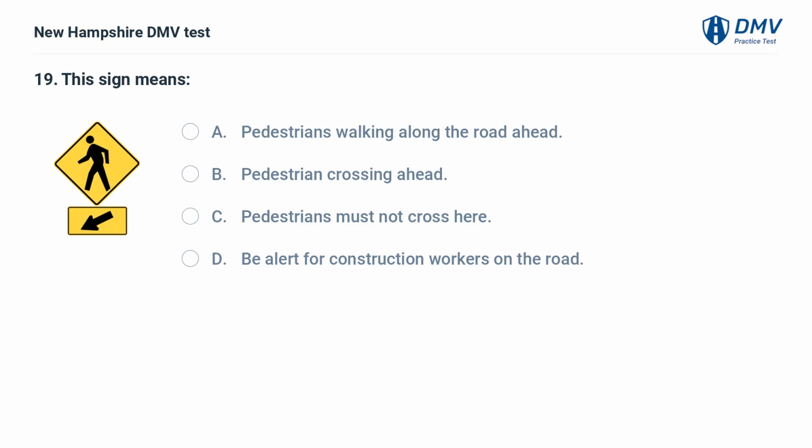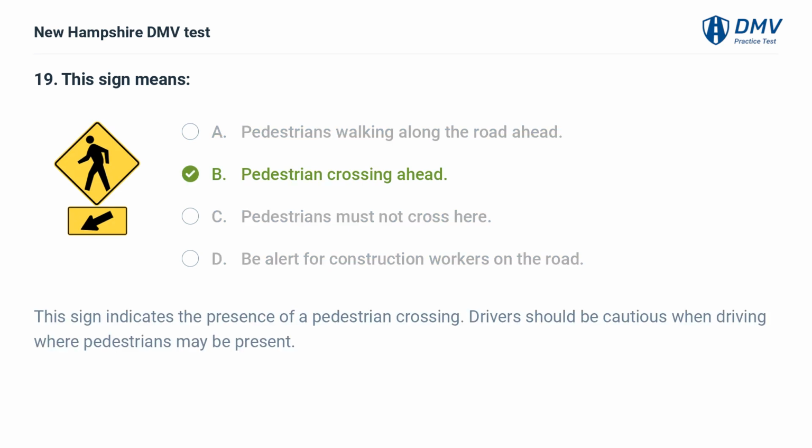This sign means A. Pedestrians walking along the road ahead. B. Pedestrian crossing ahead. C. Pedestrians must not cross here. D. Be alert for construction workers on the road. This sign indicates the presence of a pedestrian crossing. Drivers should be cautious when driving where pedestrians may be present.